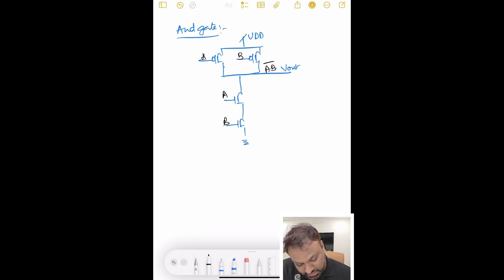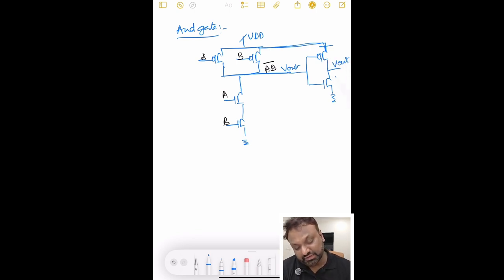Now what we have to do, I need to connect an inverter here. We already know how an inverter is connected. That is nothing but a single CMOS transistor here. Connect a single CMOS transistor such that this acts as an inverter. So I will connect directly VDD here, and this is my final output V out. V out here it is A into B. So this is how an AND gate is implemented by using CMOS logic family.